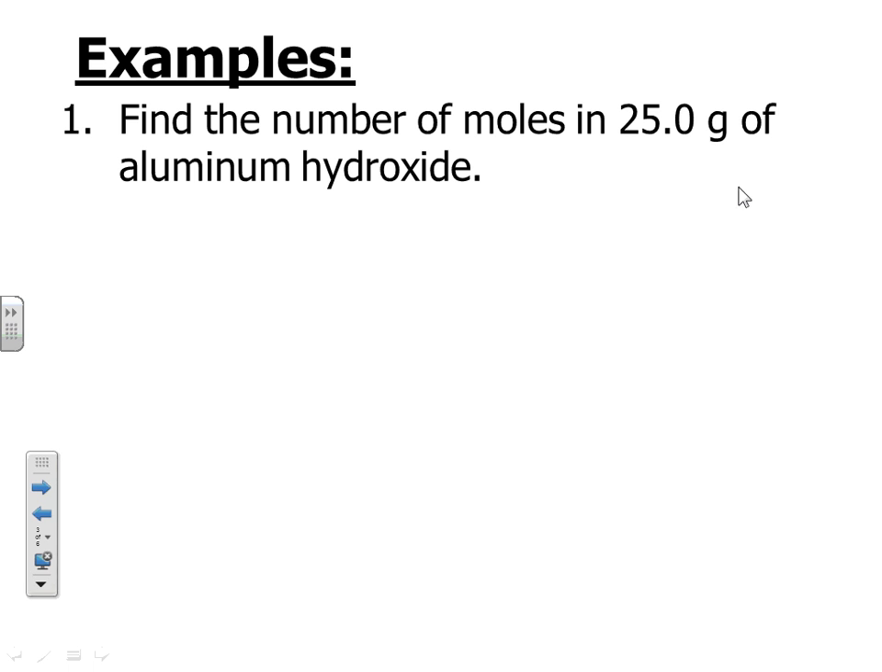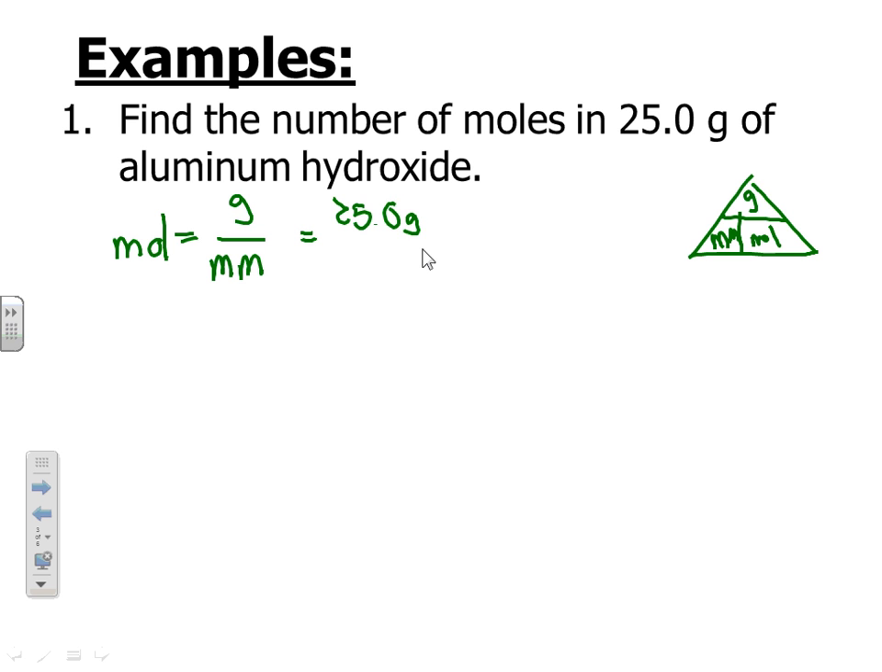And again, my triangle, remember the unit for molar mass is grams per mole. So find the number of moles in 25 grams of aluminum hydroxide. I'm looking for moles. So let's write down our equation. Moles, cover that up, is grams divided by molar mass. You'll see here we've got the grams, 25.0 grams. What do I need? I need the molar mass.